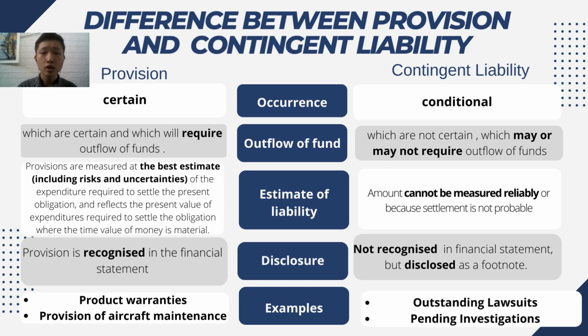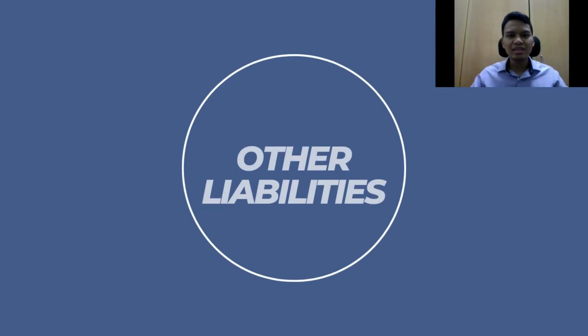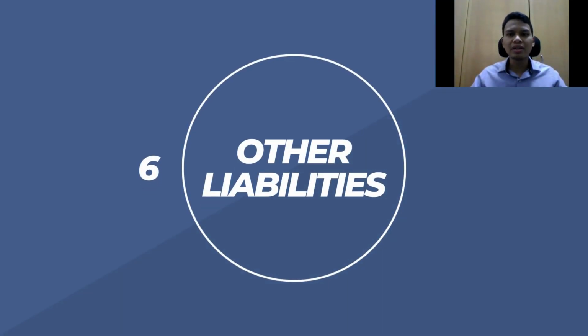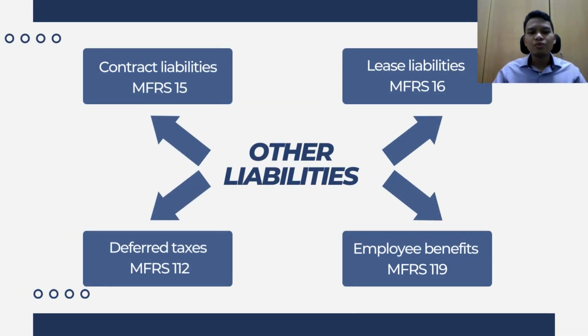Examples of provision liability include product warranty and provision of aircraft maintenance for an airline company, while examples of contingent liability include outstanding lawsuits and also pending investigations. Next, we will be discussing other liabilities. In this topic, we have 4 other liabilities, which are contract liabilities, lease liabilities, deferred tax, and lastly, employee benefits.